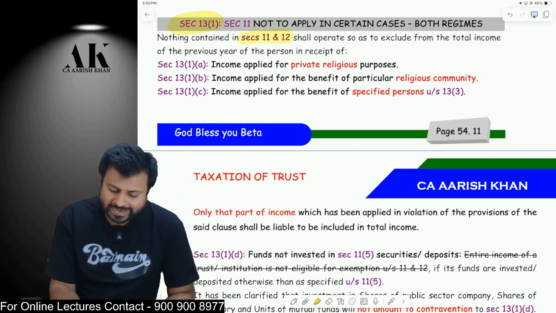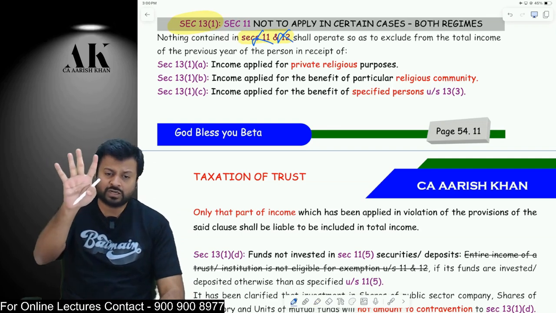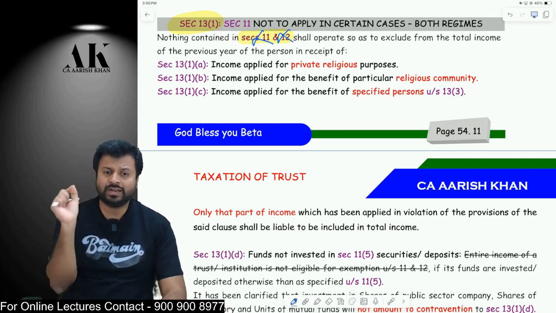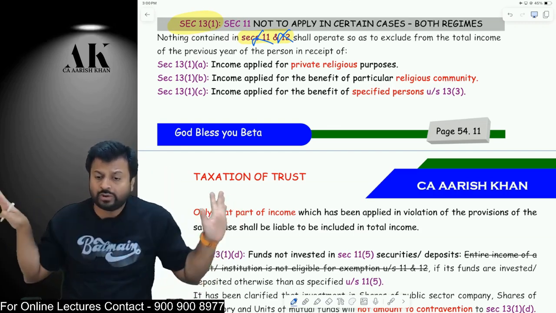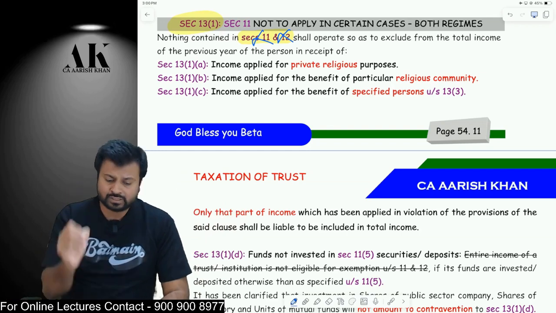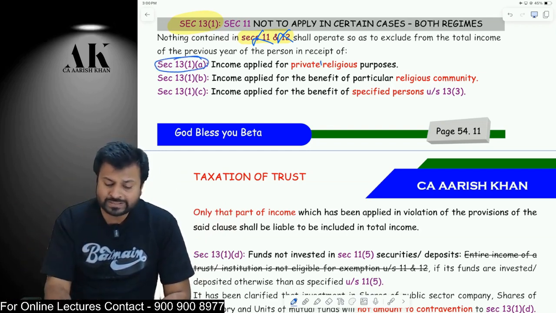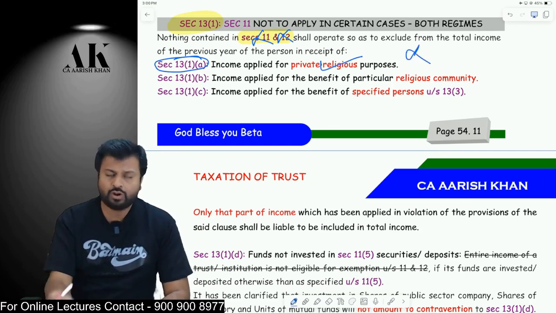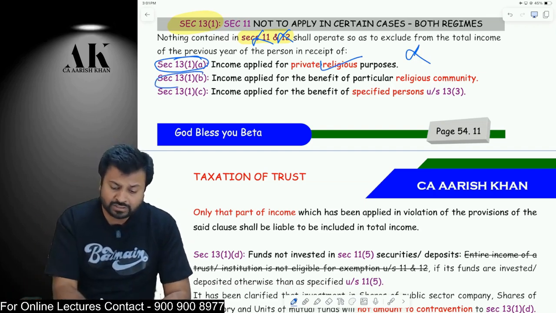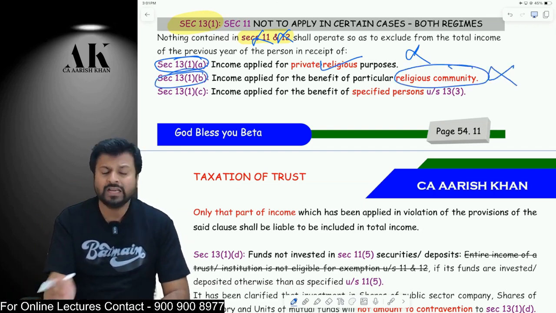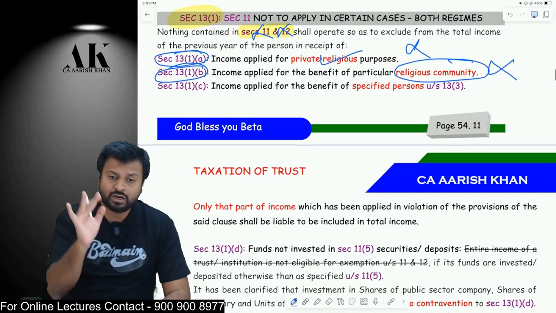You will not get any exemption under section 11 and 12 if you do any of the 4 things mentioned over here, which is mentioned under 13.1a, 13.1b, 13.1c and 13.1d. What are the 4 things that I should not do as a charitable and religious trust? First of all, 13.1a. If you are applying your income for a private religious purpose, you will not be eligible for exemption under section 11 and 12. If you apply your money for a particular religious community, you will not be eligible for exemption under section 11 and 12. The third one is very important.